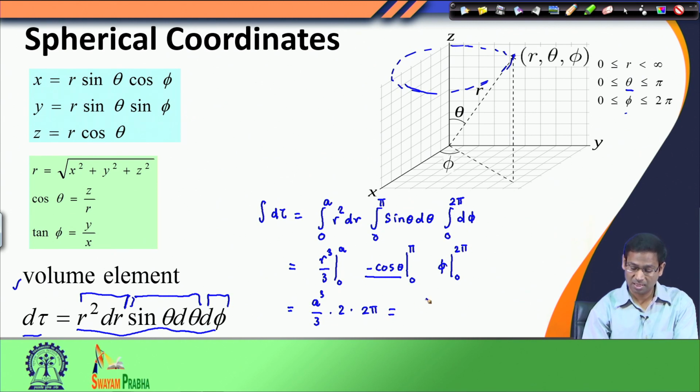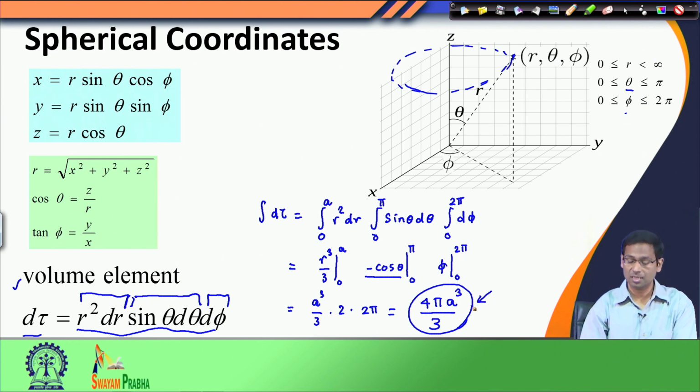When I look at this, I see 4 pi a cube by 3. If you remember, this is actually the volume of a sphere of radius a. So, when we integrate over all the 3 coordinates in the spherical coordinates, we get this volume of the sphere, and this is why we call this system the spherical coordinate system.